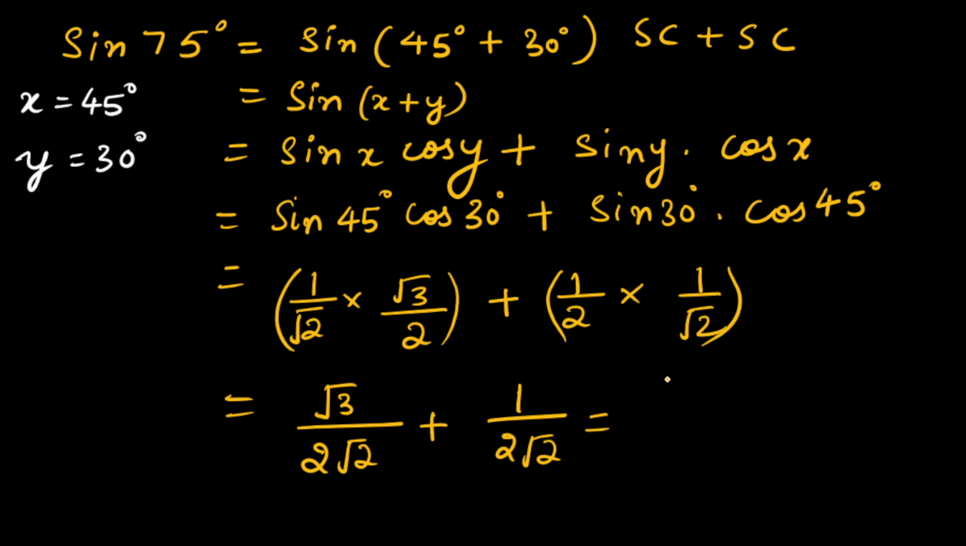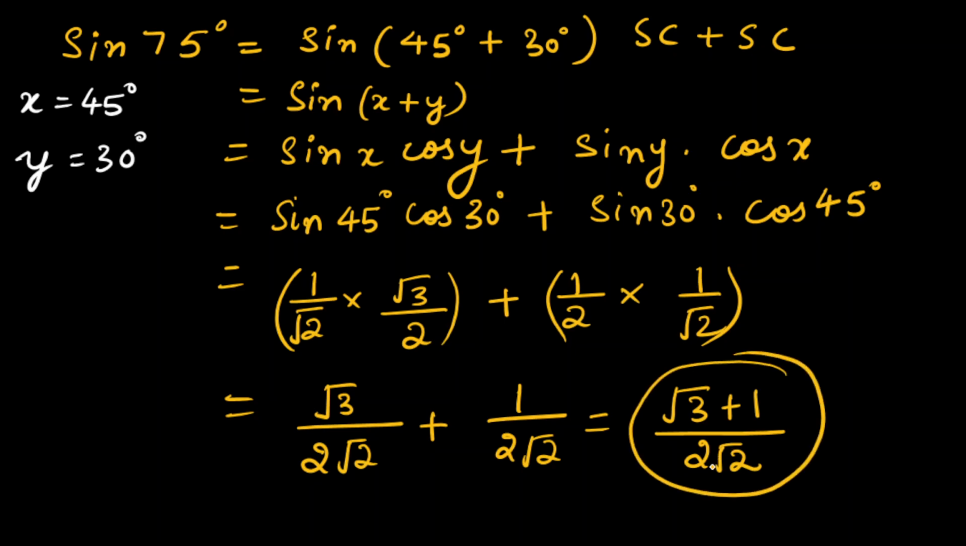So what will we get? The denominator is the same, so we can write it as root 3 plus 1 by 2 root 2. This is the answer. Further, we can't simplify it, as all the terms are unlike terms. If you want, you can rationalize it, but here it's not required. You can leave it here itself. Let's do the next one now.